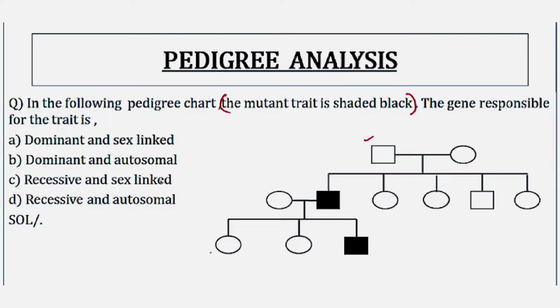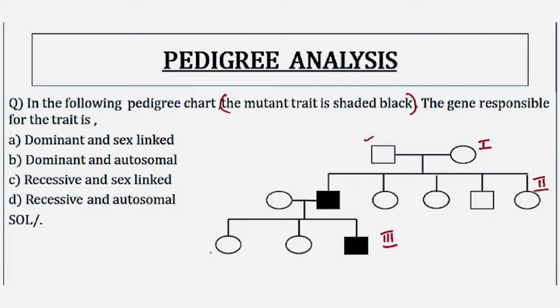First, think of the rule for how to determine whether the trait is dominant or recessive. The rule is that the trait should be exposed in all the generations if the trait is dominant. If not so, it is recessive. Then come here to the pedigree chart. This is the first generation, this is the second generation, and this one is the third generation.